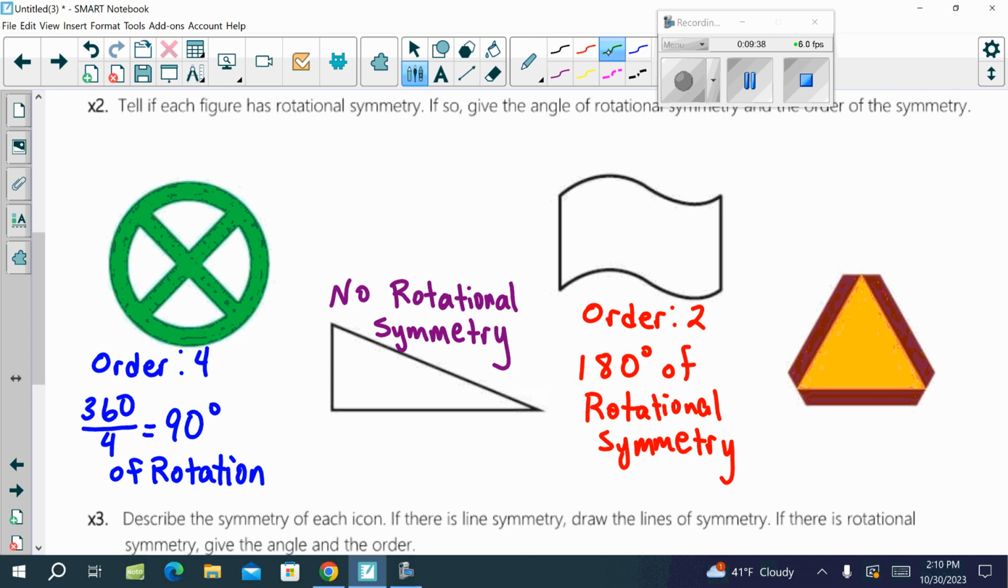And the yield sign, school crossing sign, whatever you want to call it, goes for a lot of things. 3, good. Its order is 3. So then how many degrees of rotational symmetry does it have? 120. 120, good. Any questions there?